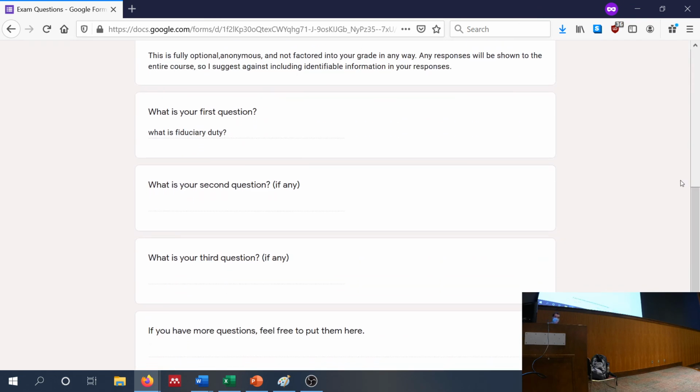Fiduciary duty. We covered it, just to kind of recap. It's saying that you're required to act in the best interest of someone else. So in this context, we're pretty much talking about the company being required to act in the best interest of shareholders.